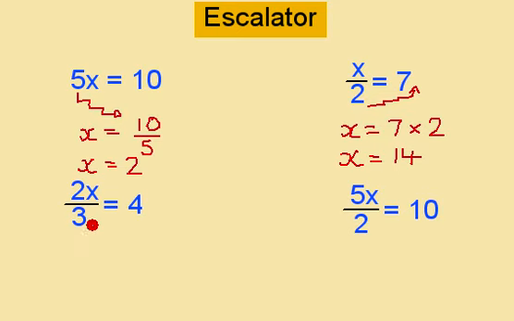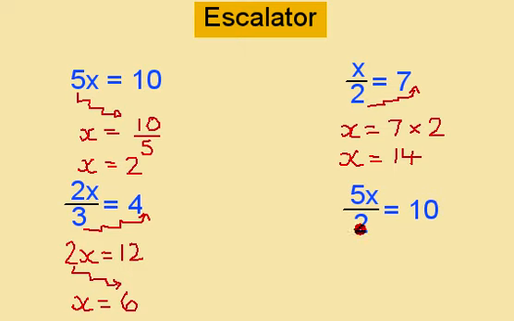This question looks more complicated, but we're just going to do 2 escalators. The 3 is going to go up the escalator, leaving me with 2x equals 4 times 3, remember, that's 12. Now the 2 is going to go down the escalator, which gives me 12 divided by 2, which is 6.